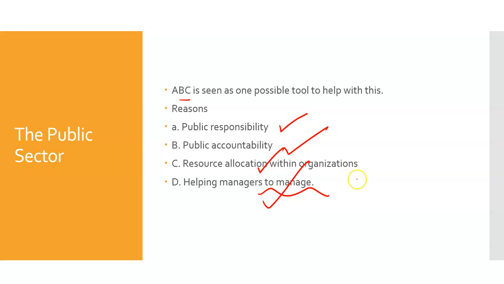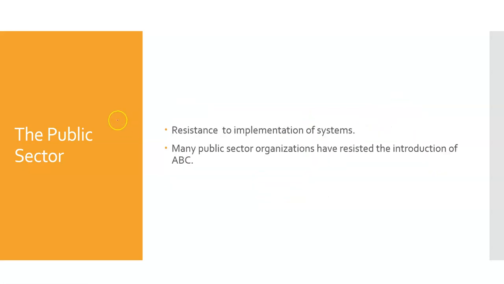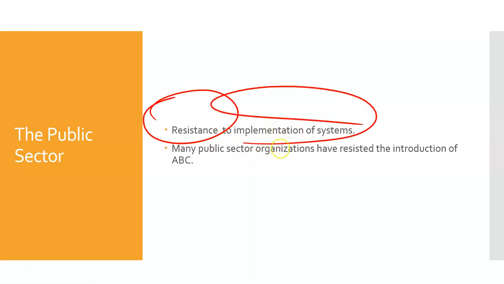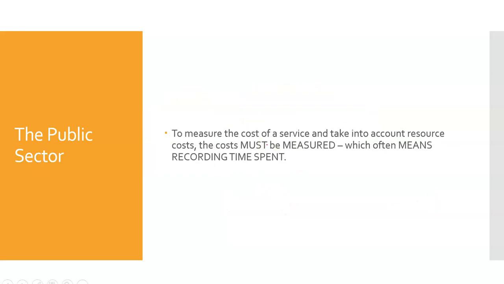And ABC, because we're aware of what's driving those costs, allows us to manage the costs. Again, with the public sector, I highlight that we see a resistance to the implementation of these systems. You cannot control what you cannot measure, and to measure, we must have systems and processes put in place. Many public organizations have resisted this introduction. We must be able to measure things, which means recording, for example, time spent.